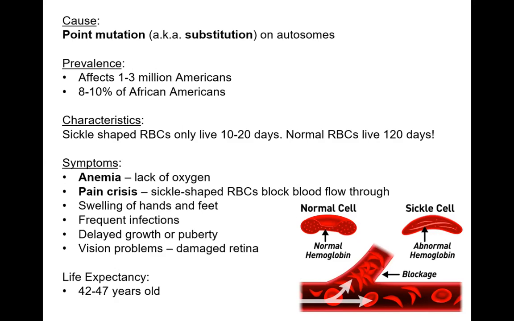So if you look at this particular diagram where my cursor is pointing, right, they tend to clutter, they tend to clog inside the blood vessel, creating a blockage. And that can also lead to swelling of hands and feet, frequent infections, delayed growth or puberty, and vision problems that can lead to damage in the retina. And the dramatic combination of all of these different symptoms actually will shorten a person's life expectancy. Most of these individuals have a life expectancy of 42 to 47 years old.